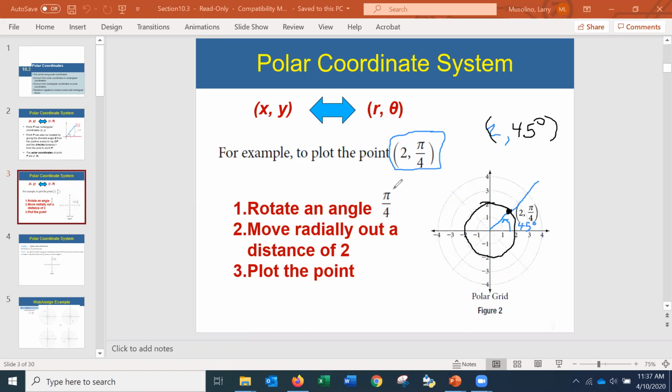Okay? So again, what we did first is rotate whatever angle was specified. In this case, it was pi over 4. That was that blue line I drew. Then walk out on the blue line a distance of 2. That was represented by that circle I drew. And at the intersection of that blue line and the circle, I plotted the point. Notice how this is a different kind of graph paper. It has these concentric circles, and it also has these radial lines on the graph paper as well.